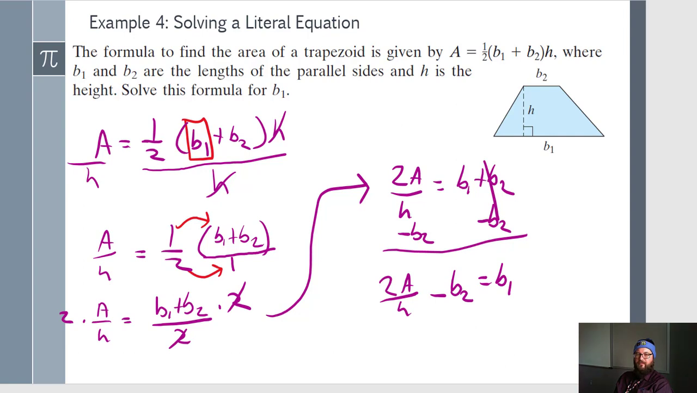Okay? So that is the answer to this problem right here. Put a red box around it. It's the easiest, simplest way to write that answer right there.